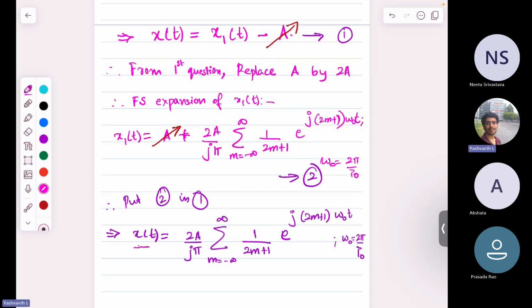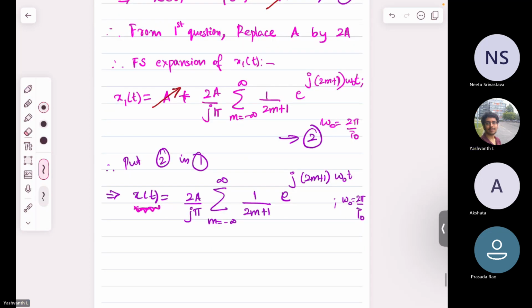Now, what is this x of t? I have expressed x of t as a summation of complex exponentials with appropriate coefficients, 2a by j pi into 1 by 2m plus 1. That means this is a Fourier series expansion of x of t.